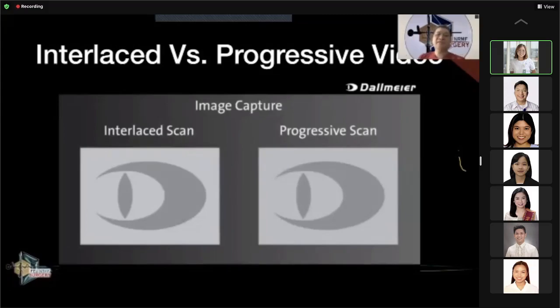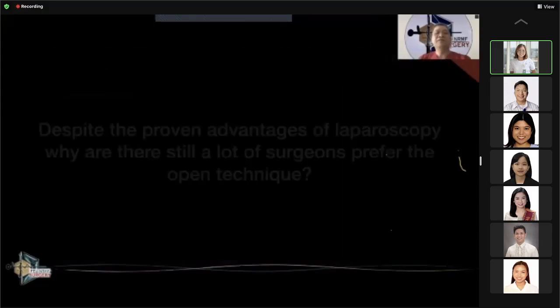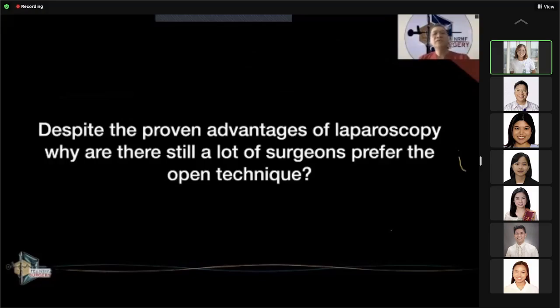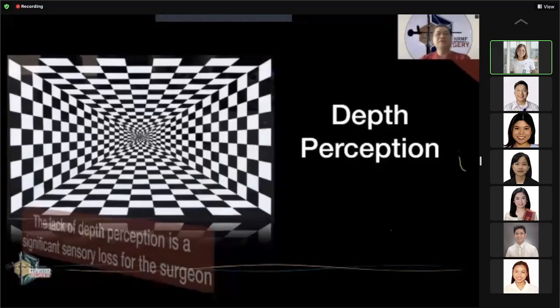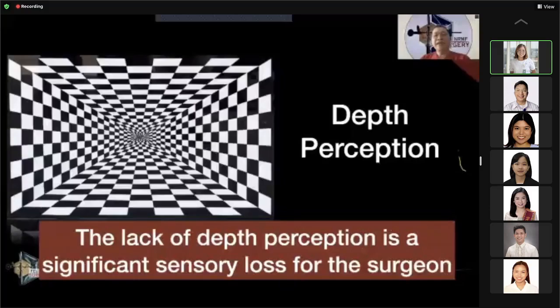So you have lesser eye strain, lesser vertigo, and a clearer image for the surgeon. So despite the proven advantage of laparoscopy, why do a lot of surgeons still prefer the open technique? It's because in laparoscopy, you have problems with depth perception. Now, the depth perception in laparoscopy is the main reason why some surgeons prefer open surgery.